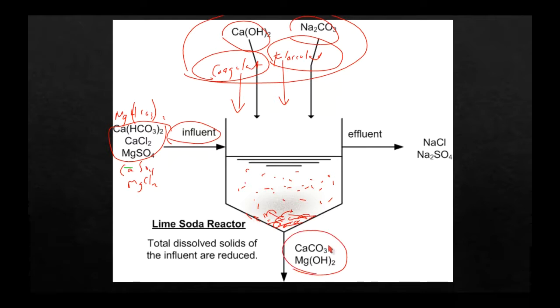So regular blow off as it accumulates, we'll be discharging calcium carbonate and magnesium hydroxide. As for the effluent, we get sodium chloride dissolved, yes. We get sodium sulfate dissolved, yes. And we could even add here that the effluent, of course, is water, right? Some of that water is coming in the influent, and some of it's actually formed due to the chemical reactions in the lime soda reactor.